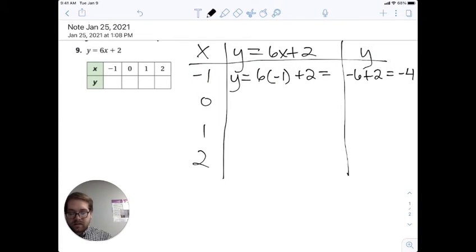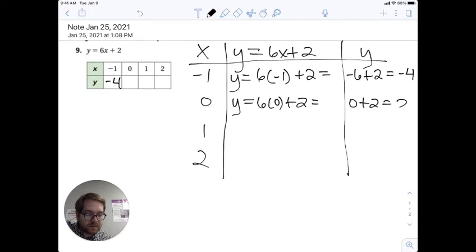And so I can go put that over here, negative 4. Right? That's the range value that goes with the domain of negative 1. All right, so let's keep going. I'm going to plug in 0. Y is equal to 6 times 0 plus 2. 6 times 0 is 0 plus 2 is equal to 2. So when I plug in 0, I get 2.